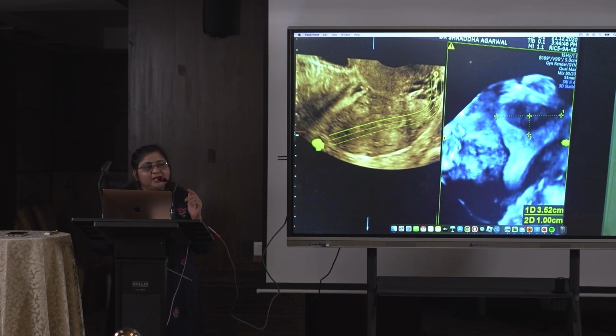Even for partial septate, it should be more than 10 millimeters. It should not be borderline. If it is just 10 millimeters, you cannot say that it is a partial septate uterus. It should be more than 10 millimeters. If it is 13 millimeters, or 1.3 centimeters, 1.5 centimeters, then only we can say it is a partial septate or a septate uterus.